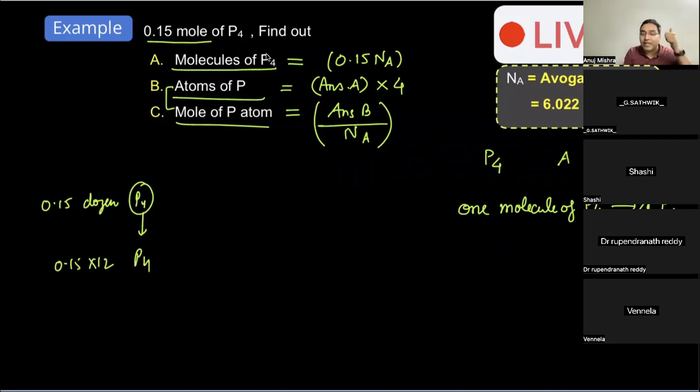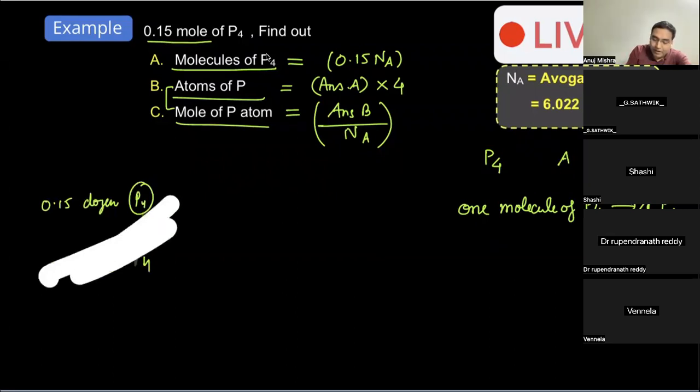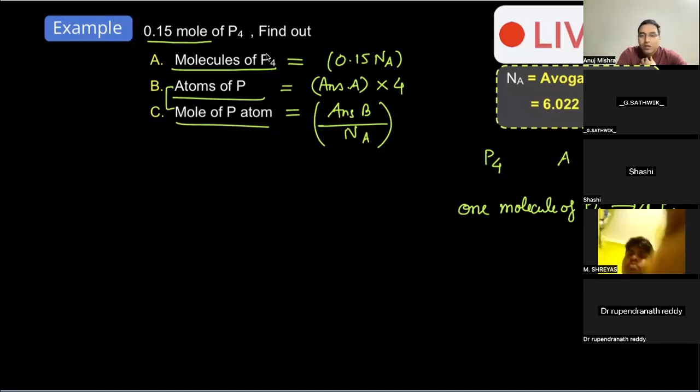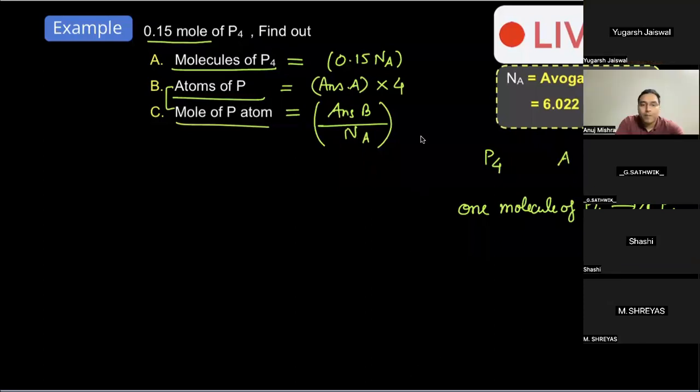Is it clear? Please type 1 in the chat box if it is clear. Everyone's participation is a must in this whole process. Clear? Okay. So if this is clear, Yugraj, yeah, please ask.